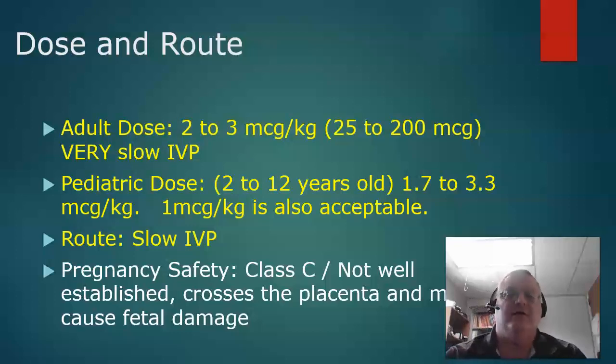Okay, so again, the thing is to watch it. Watch your patient. You're wanting to get the good pain relief effects from it. All right. 2 to 12 years old is usually 1.7 to 3.3 mics per kilogram. 1 mic per kilogram is also acceptable. Usually, again, with the little guys, I start out small on those, and I kind of work my way up till they feel pain relief. And again, slow IV push. Very slow, okay? Very, very slow, guys. Don't get that chest wall rigidity, all right? Really, really, really important. Okay, so again, that does it for fentanyl, and I'll see you guys on the next video.